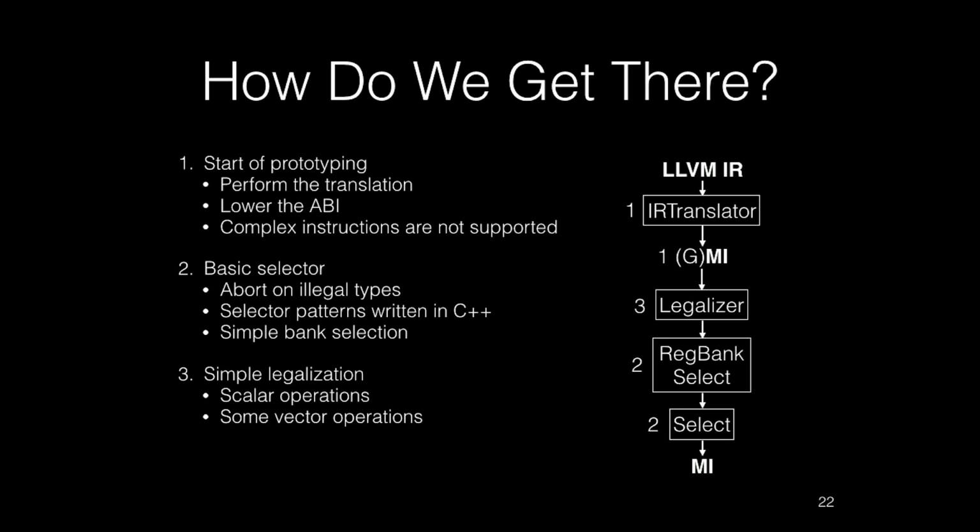Then we would add some legalization capabilities. We would support scalar operations, but also some vector operations. Because in the prototype time frame, we want to be sure that we will be able to handle any of the crazy stuff that can happen during the legalization. And vectorization is one of these crazy things. And at this point, this should be the end of the prototyping. So basically, each step is about 3-4 months of work. So that's basically a year.